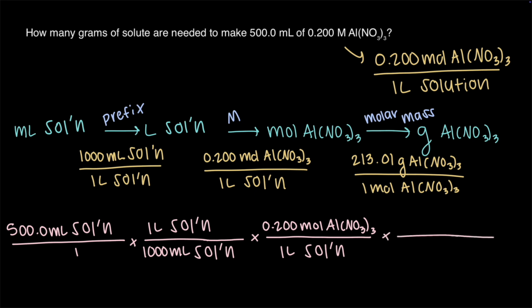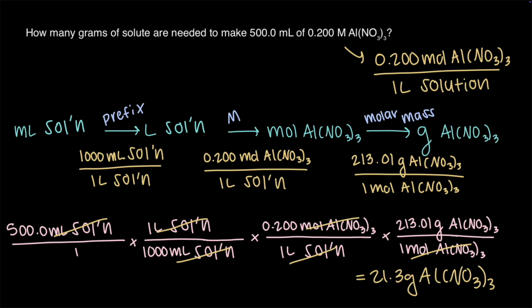top. In the next fraction, 1 mole of aluminum nitrate goes on the bottom, and 213.01 grams of aluminum nitrate on the top. All units cancel, and we are left with grams of aluminum nitrate. Multiplying and dividing all values, we get 21.3 grams of aluminum nitrate.